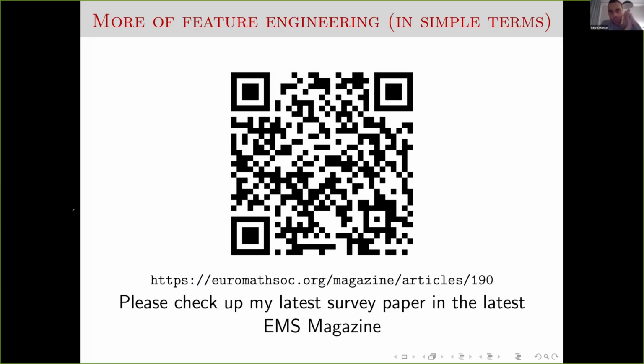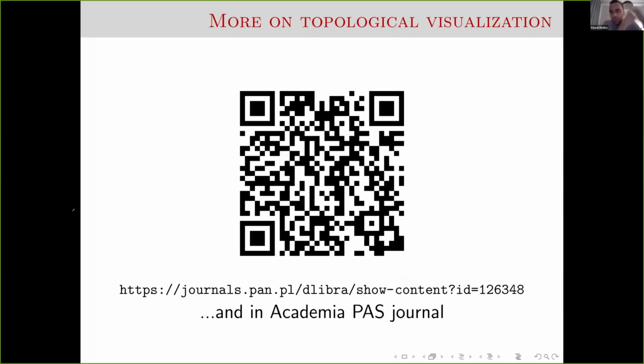So I'll be wrapping up. Recently I wrote 2 popular science articles. This one is about feature extraction, in the European Mathematical Society magazine. This one is about visualization methods. So this one is mostly about the ball mapper in various applications.